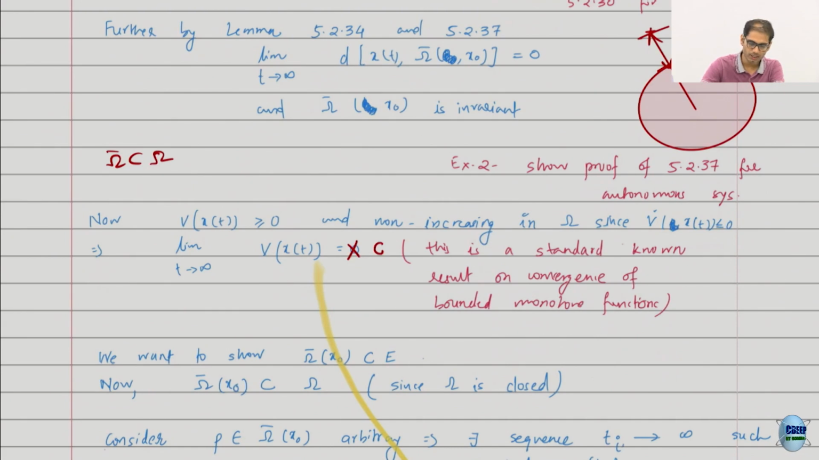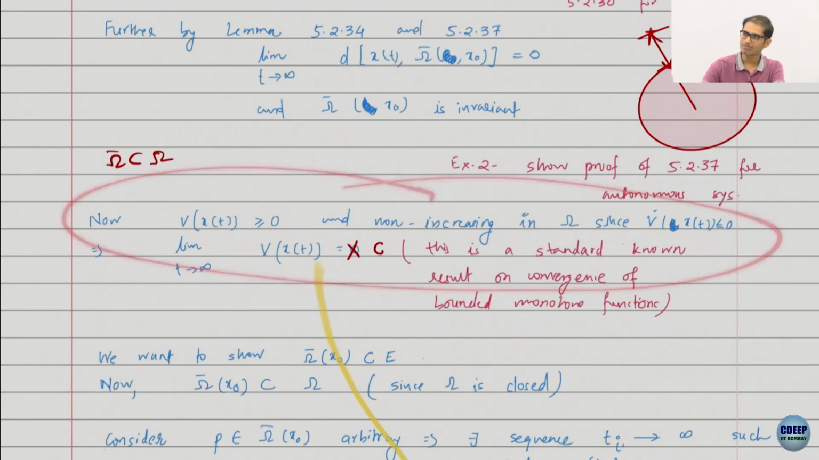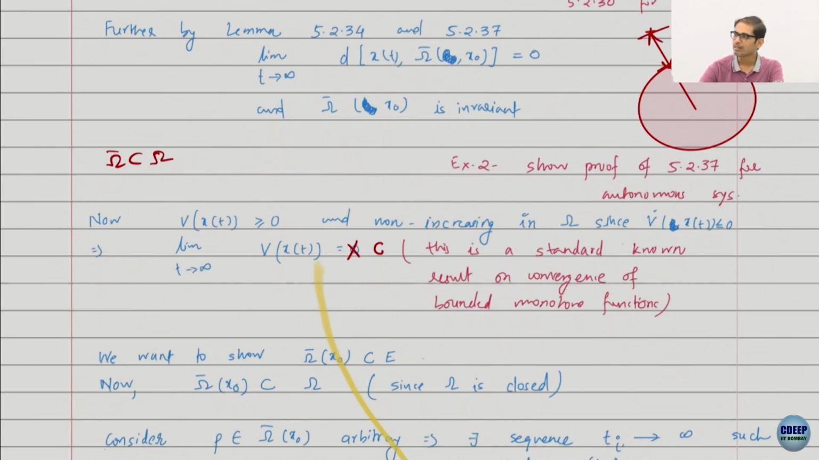Basically, the function is lower bounded, so there is a lower bound, and it's non-increasing, which means that wherever it starts, it can either stay constant or go down, stay constant, go down. If this happens, then the function has a limit as t goes to infinity. This is called the monotone convergence theorem. So we've used a bunch of results known in mathematics and applied control.